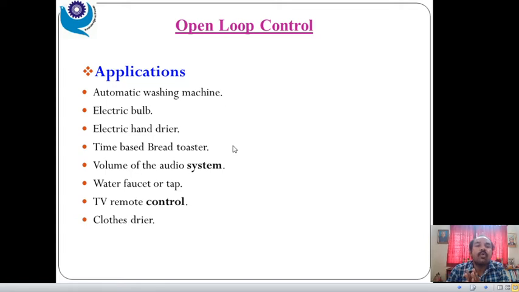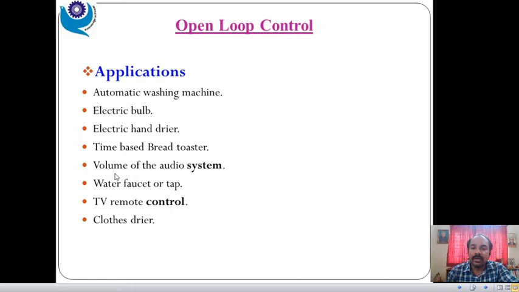That's why it is called an open loop control system, right? Similarly, a time-based bread toaster: a specific time is allotted to that toaster, suppose 2 minutes, 3 minutes, or you can say 4 minutes. Whether the bread is properly baked or not, it doesn't see anything.